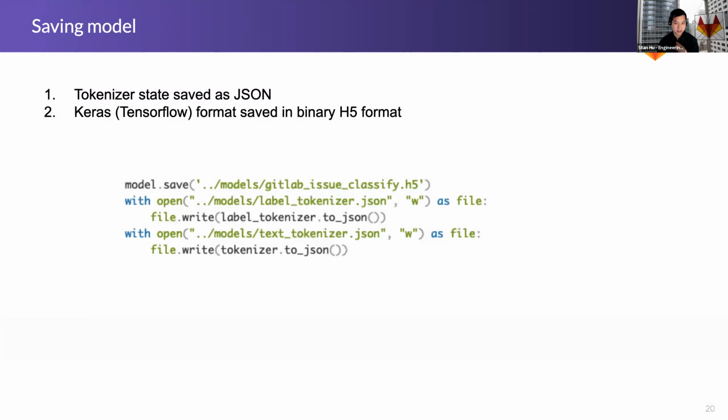And then there's some mechanics of just actually saving the state. It's pretty simple. It's the tokenizer stuff you saw earlier. It's just JSON files, so you save them out as files, and then the TensorFlow model in this H5 format, you just say, hey, save it to this binary format, and essentially you've got this serialized model ready to go.